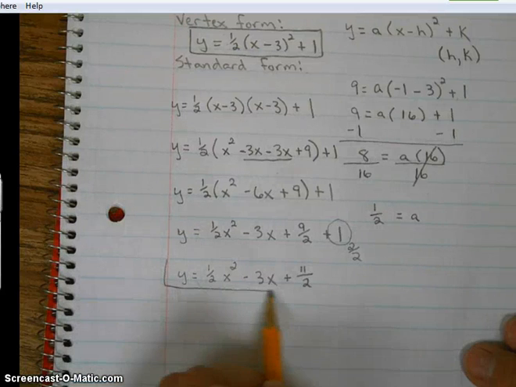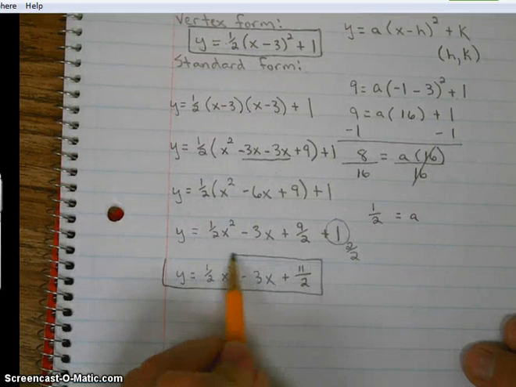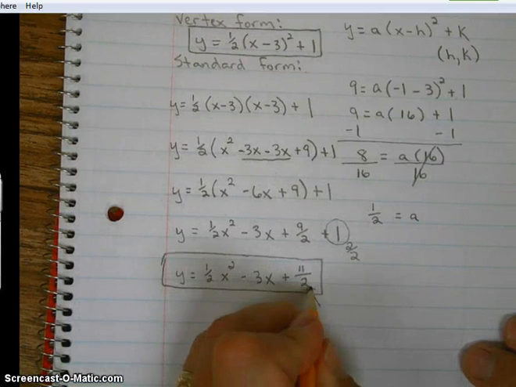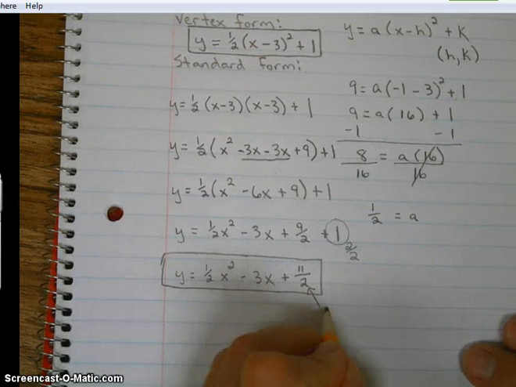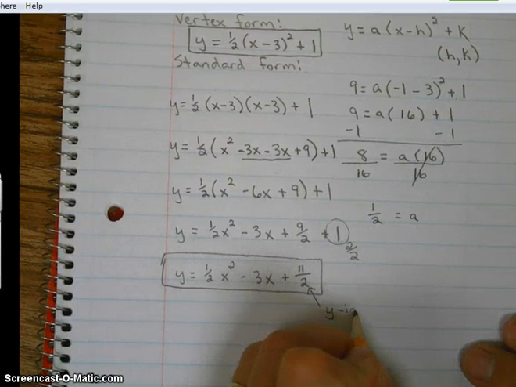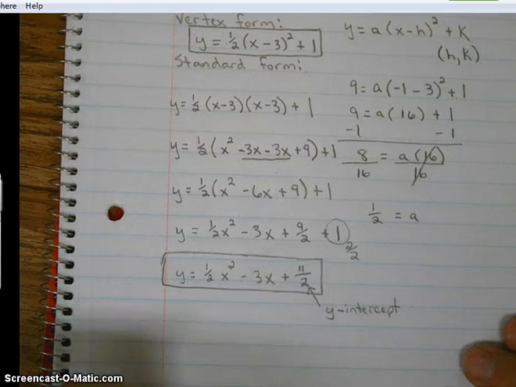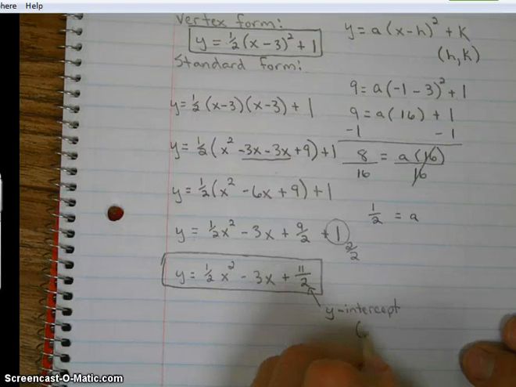Now, what does that number on the end represent? Each form tells us something a little different about the graph. The number on the end, the c value, represents the y-intercept, 5.5, and we would write it like this.